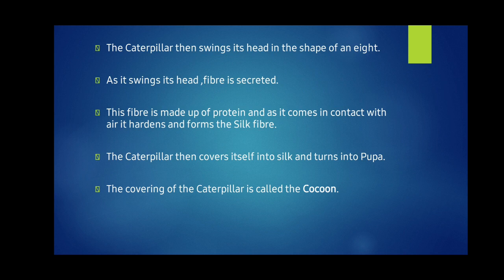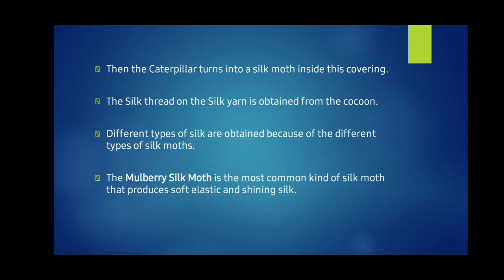The caterpillar then covers itself in silk and turns into a pupa. The covering of the caterpillar is called the cocoon. Then the caterpillar turns into a silk moth inside this covering. The silk thread or silk yarn is obtained from the cocoon. It builds a net, and the net is covered with the fiber, and this covering is known as the cocoon. We get silk fiber from the cocoons only.